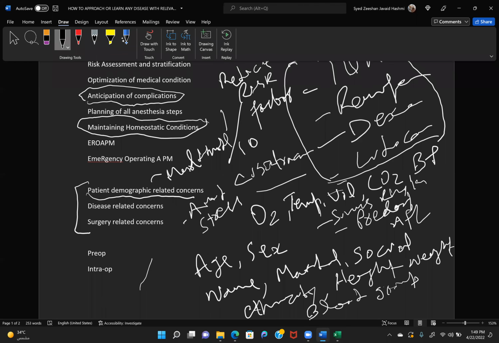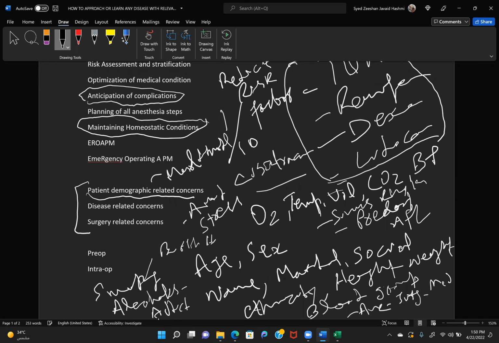And history: previous personal habits like smoking, alcoholism, addiction. Any previous history related to anesthesia, surgery, anesthesia history. Medical, I'm only talking about comorbidities. And birth history, vaccination if there is a child, vaccination history, transfusion history.